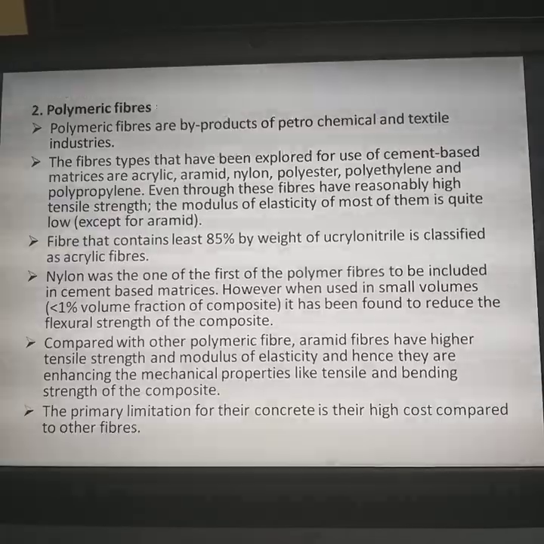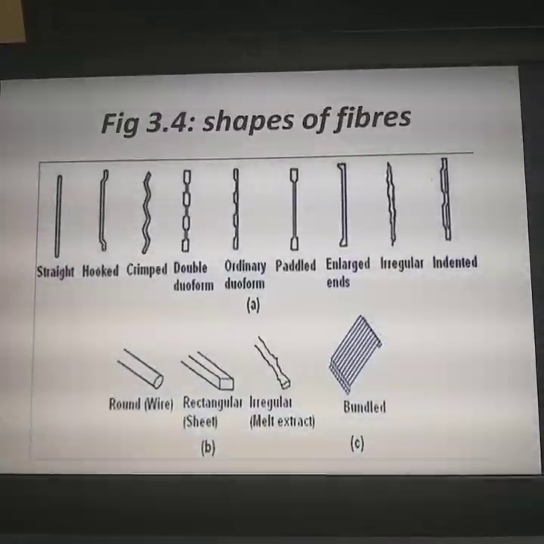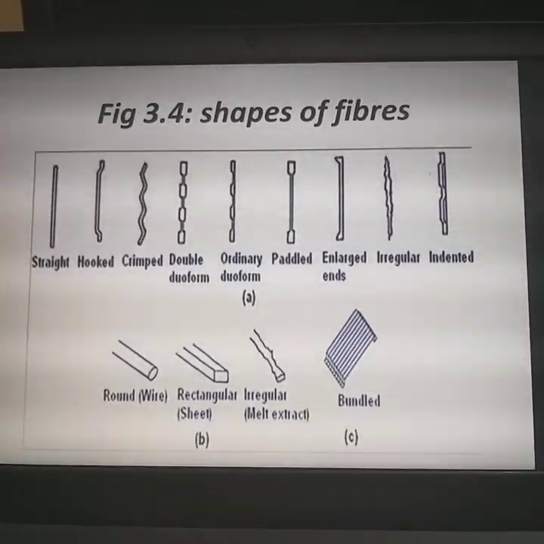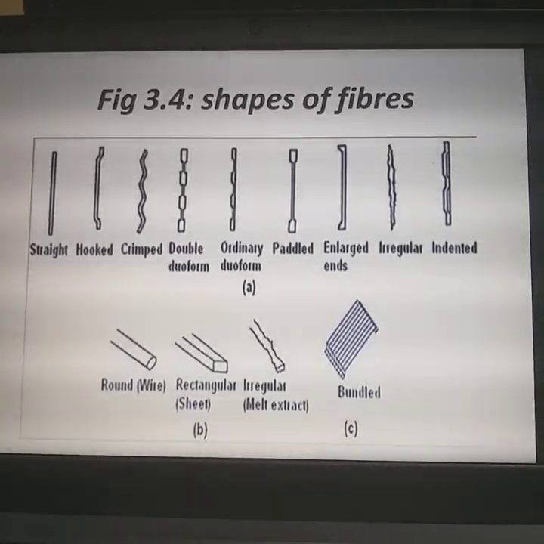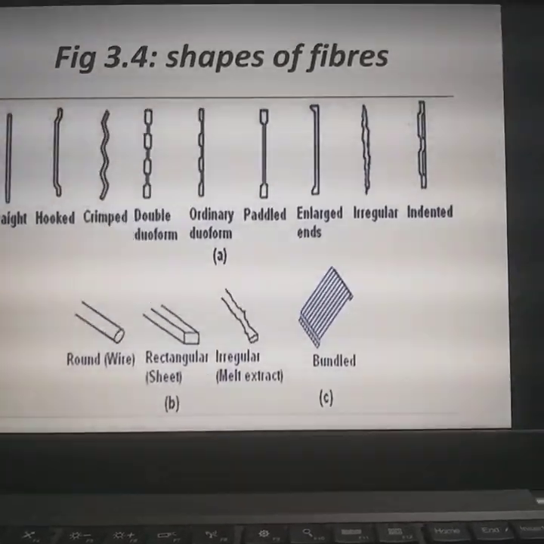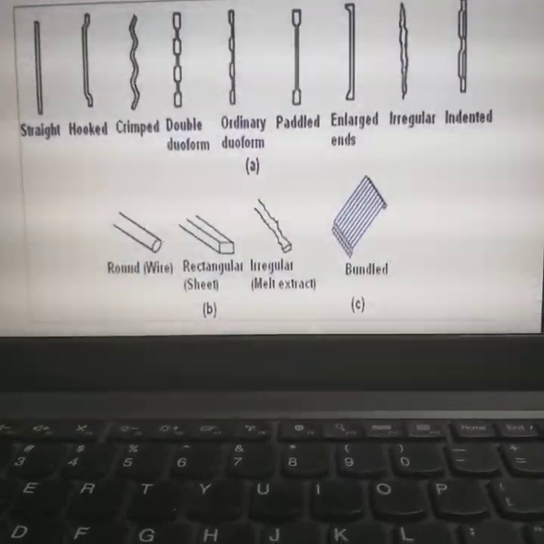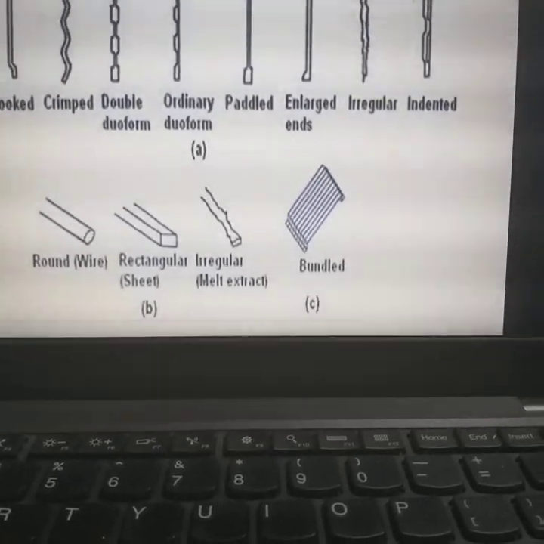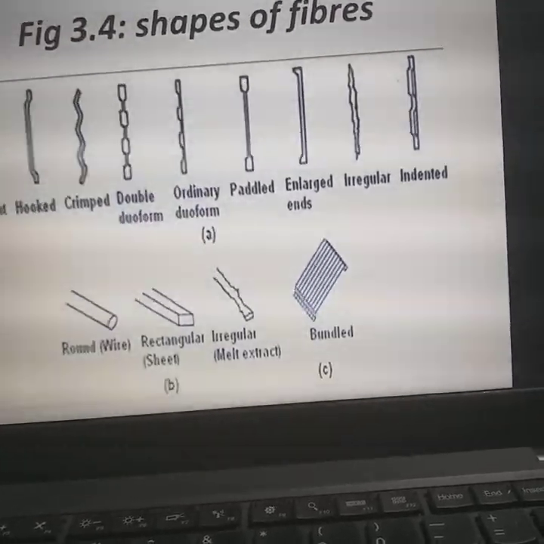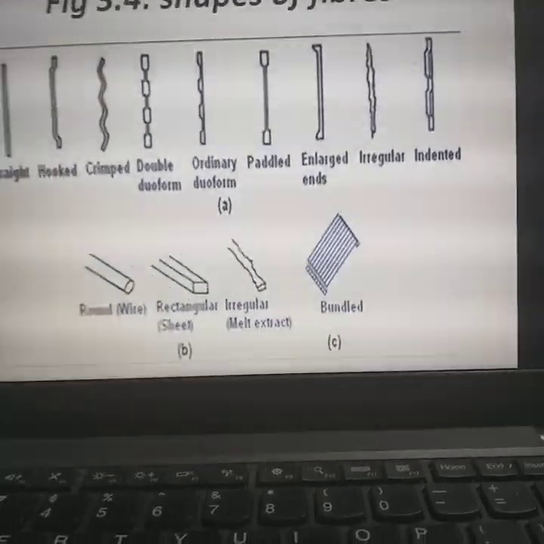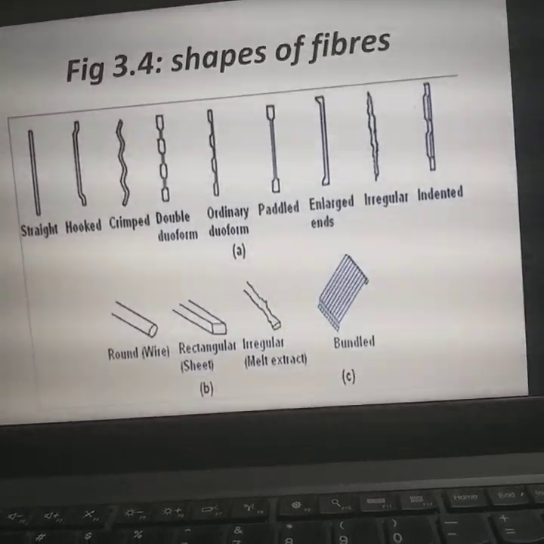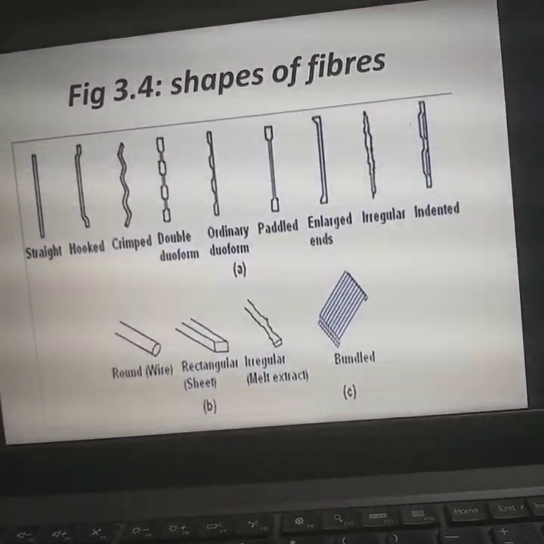Next, let us come to the polymeric fibers. Polymeric fibers are generally byproducts of the petrochemical and textile industry. Whatever additional or waste materials are available in the textile industry, all these materials have been tested for various requirements of cement based fiber composites. The common types of fibers explored here are acrylic, aramid, nylon, polyester, polyethylene and polypropylene. The most commonly used polymer fiber, especially in the construction field, is nylon.